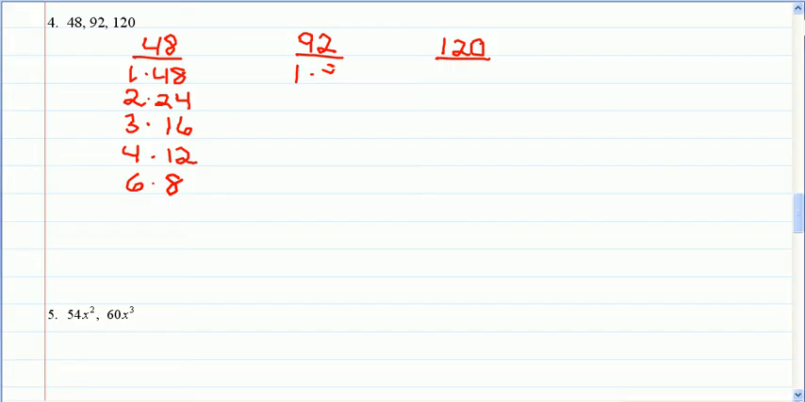So for 92, we have 1 and 92. 92 is even, so when you divide 92 by 2, you get 46. 3 does not divide into 92. And then the last pair is 4 and 23. And for 120, we go through the same process.